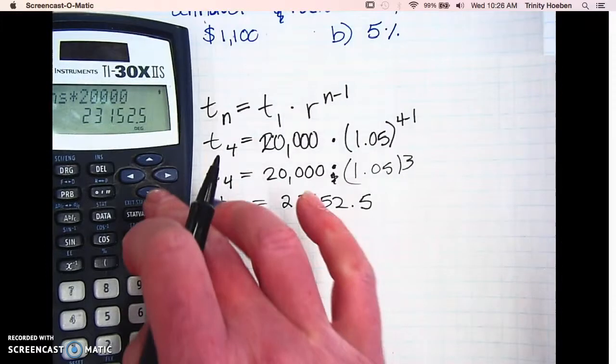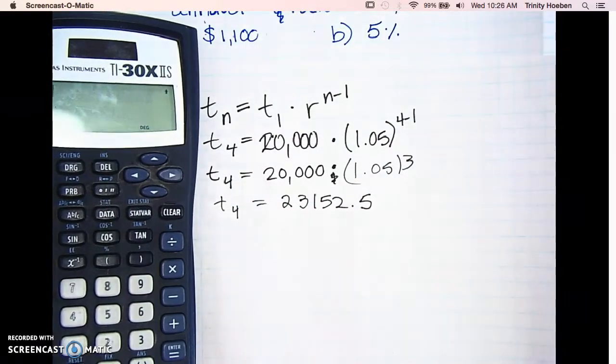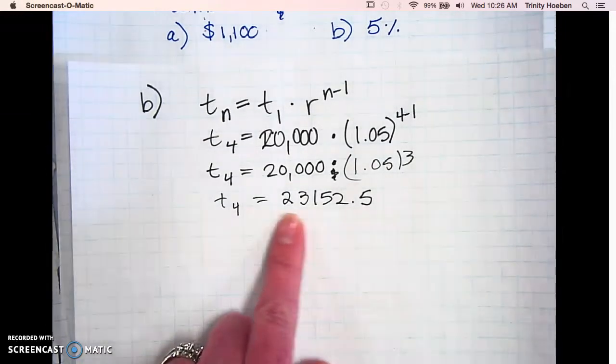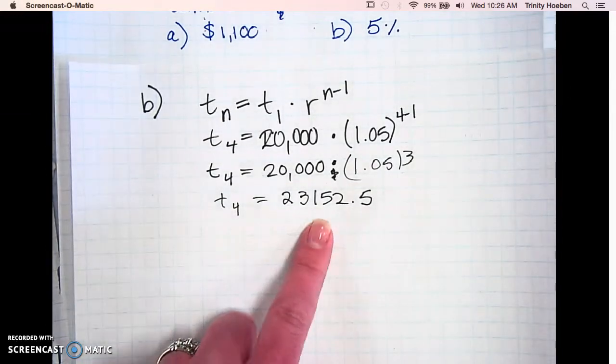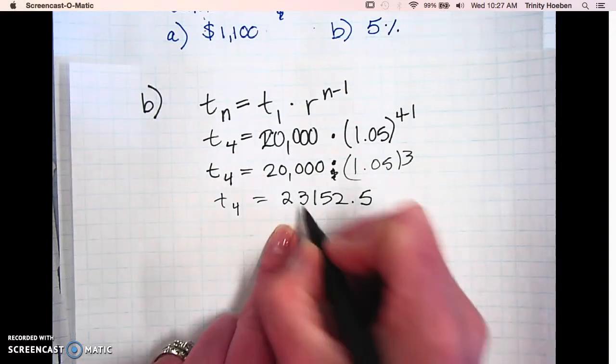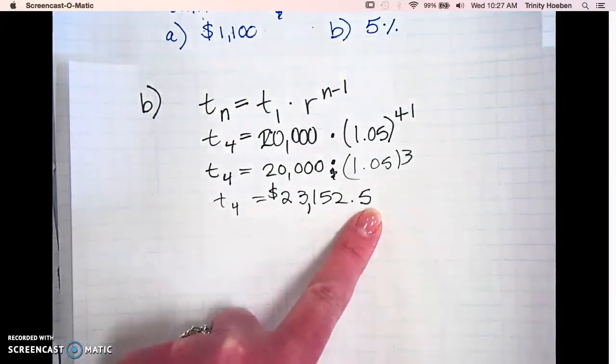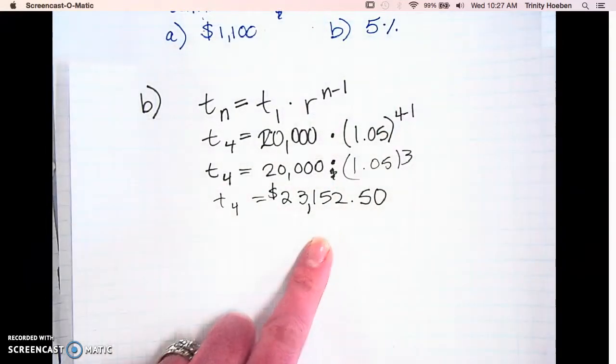Is that how you should write your answer? What are we talking here? Dollars. So what should I add? Comma, dollar sign. What else? A 0 here. Okay, make it look like money.